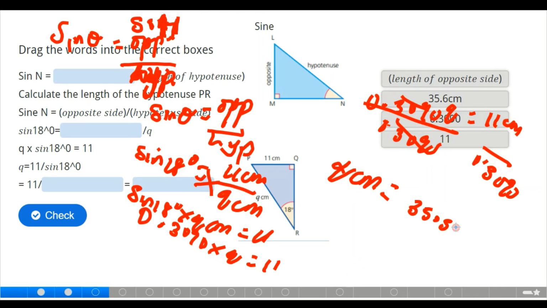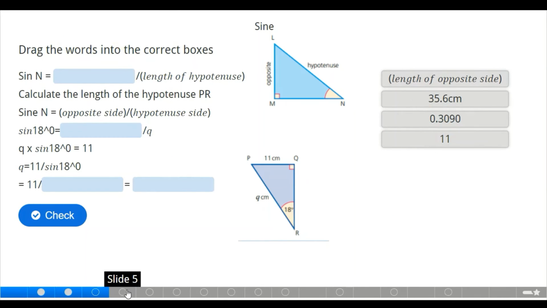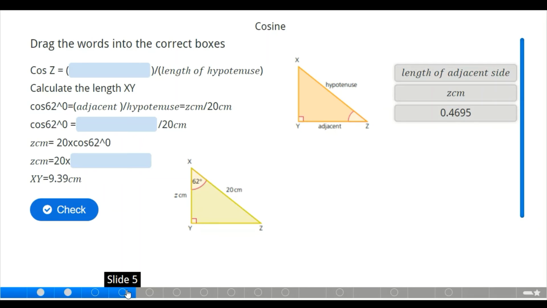Okay, that will give us 35.59 centimeter. So we approximate it to 1 decimal place, which is going to be 35.6 centimeter, and that gives us the solution to this question. Okay, now let's look at the next slide that we have here, which is cosine. For cosine, the rule is more or less that when you have adjacent over the hypotenuse, that's the formula for calculating cos theta.